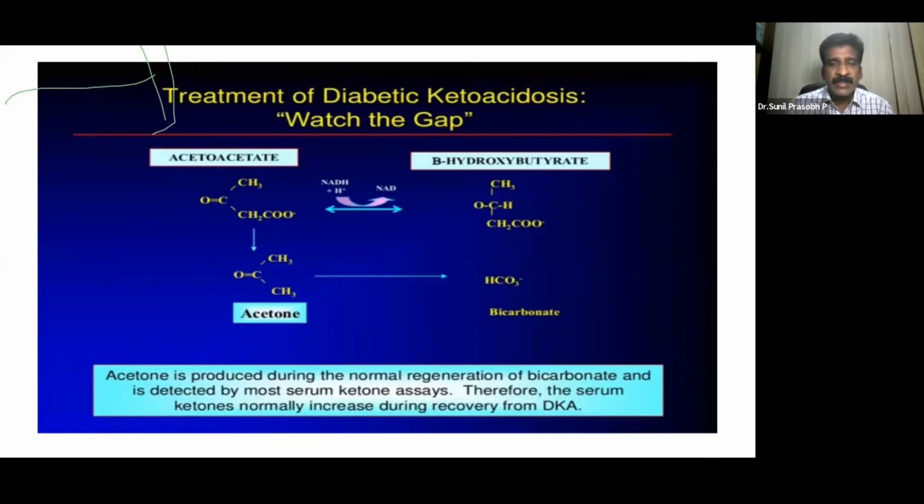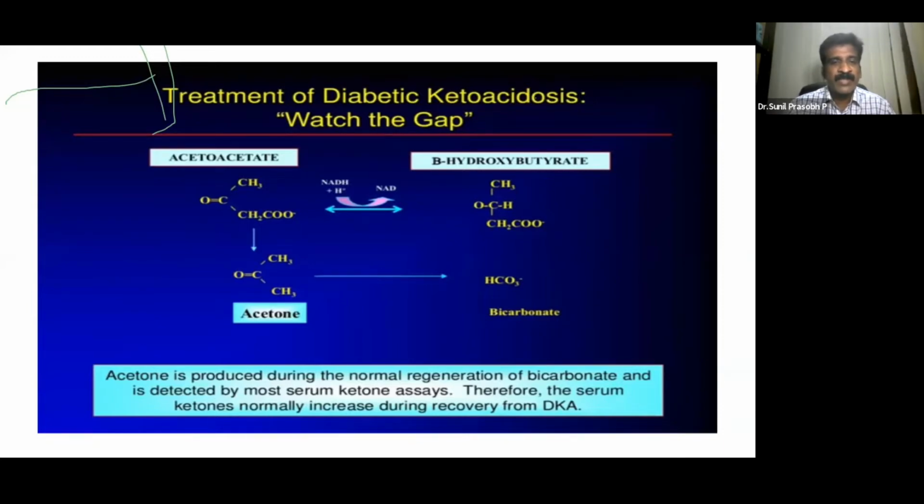Now, while we are treating a DKA patient, all of us know the beta hydroxybutyric acid conversion happens. During the conversion to bicarbonate, in between it forms acetoacetate and acetone, and then only bicarbonate is formed. This acetoacetate is the one which we are testing in urine ketone, and the acetone is the one which we are looking for in the serum ketone. So during the treatment, this conversion is definitely going to happen.